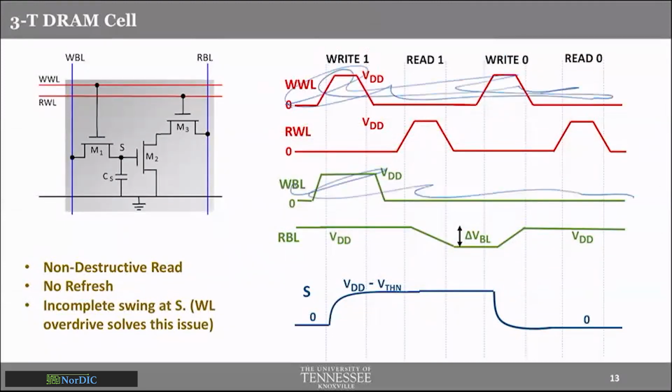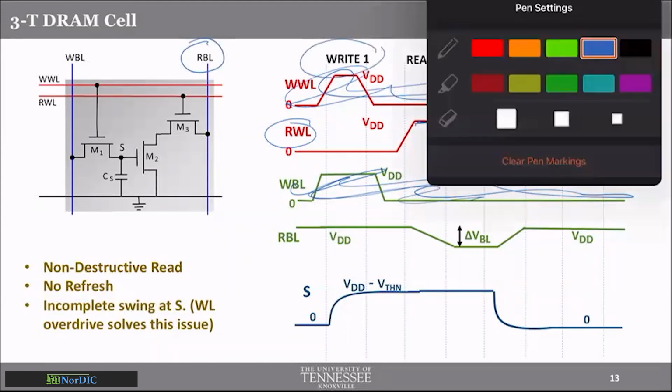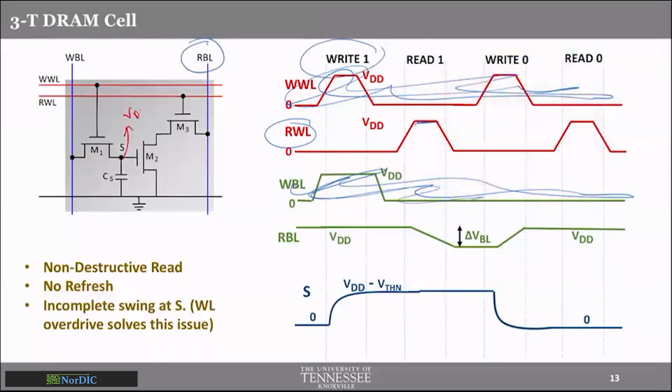you don't care about the write branches at all. Write bit line, write word line, forget about them. Now you worry about the read word line. When the read word line is on, you look at the read bit line, by the way. Remember, we have just written one. So this node voltage is VDD. If this is VDD, this NMOS is on.